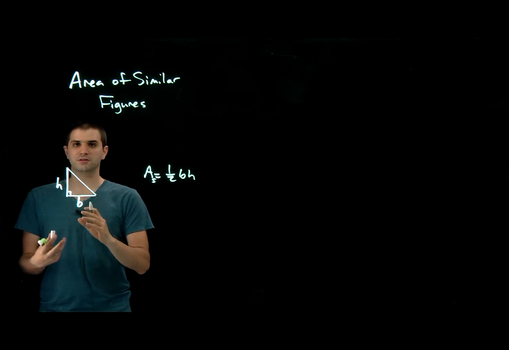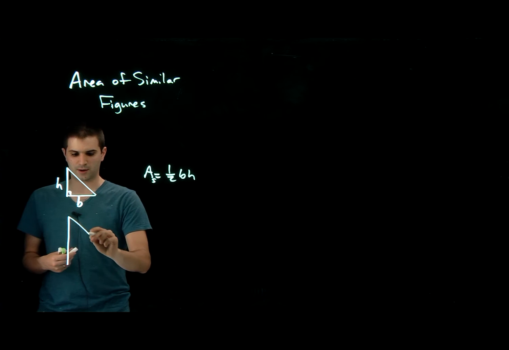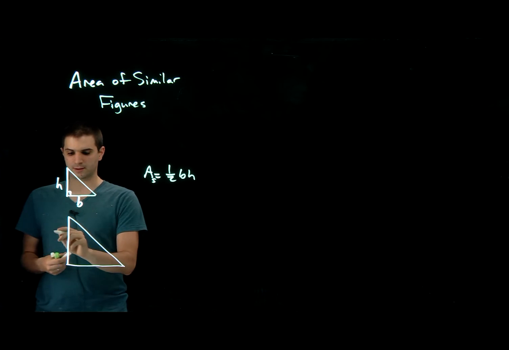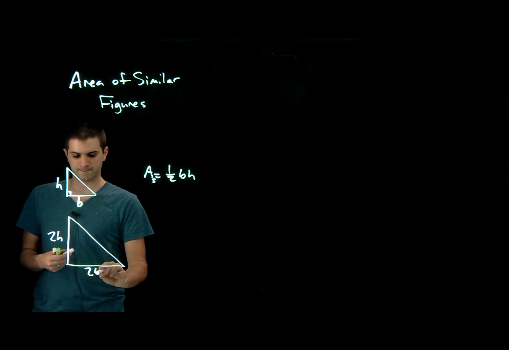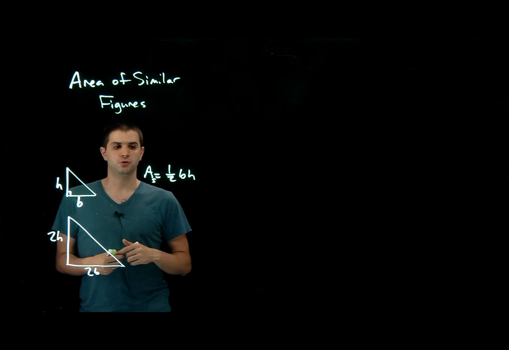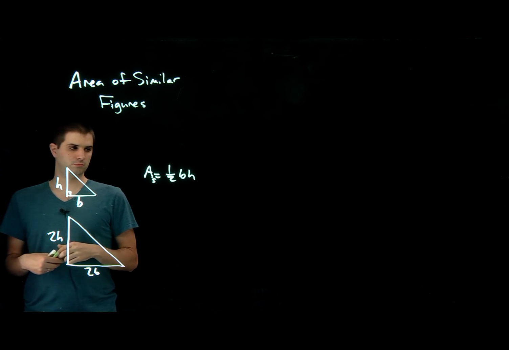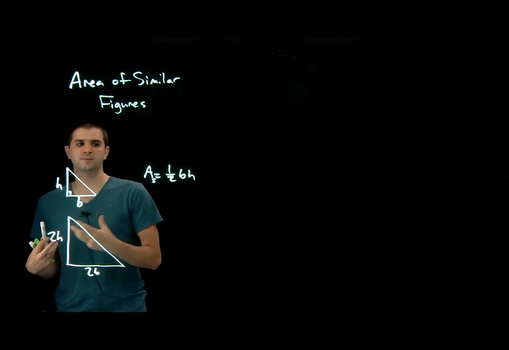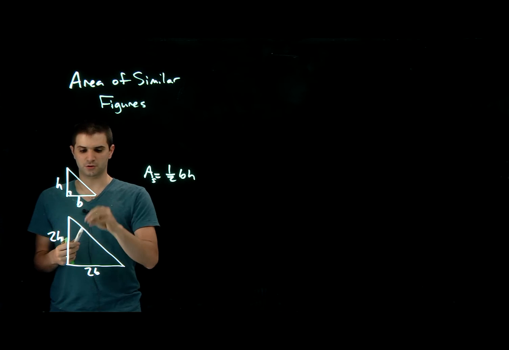But how does the area change? How does the area change if we have a triangle that has lengths twice as big? So 2h and 2b. Now, do you think the area gets twice as big? Does the area get half as big? The same? 3 times as big, 4 times as big? What is the difference of the areas of these two triangles?